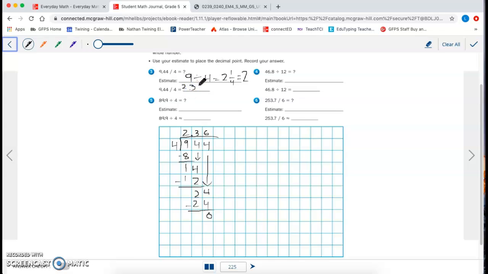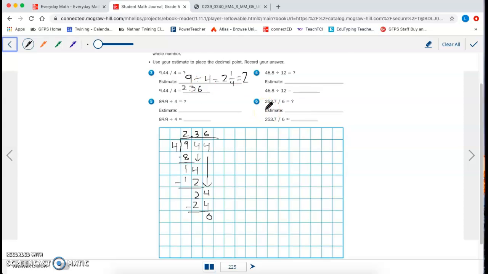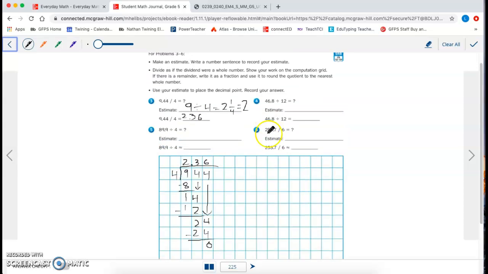So we use our estimate to help us know what the answer is. Okay? So you have to do that on this page. Again, you'll probably run out of space, so you have to do this on a separate sheet of paper. Just make sure to take a picture of that as well when you turn it in on Seesaw.